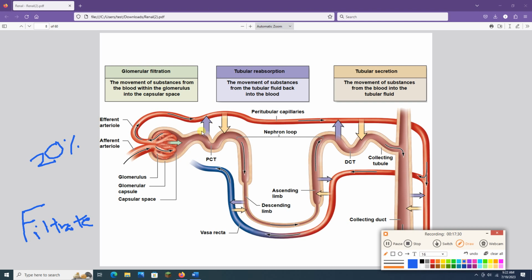We can reclaim good things, that's called reabsorption. We can get rid of extra bad things, that's called secretion. And by the time we're done with filtering the blood, reabsorbing good stuff from the filtrate, adding any bad stuff to the filtrate, by the time we're done with that, we have made urine. So this is the basic process of urine formation, which is occurring in the renal cortex. Fantastic.